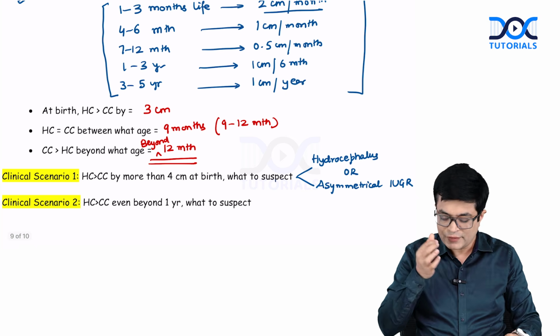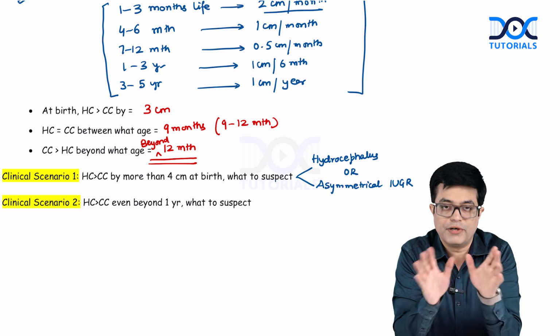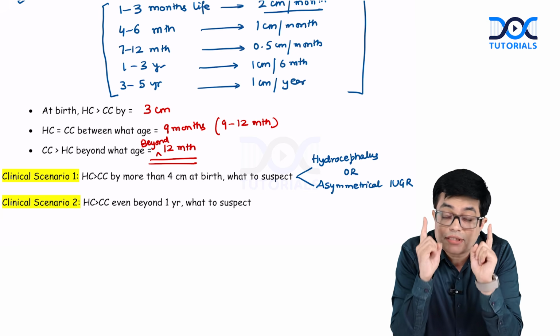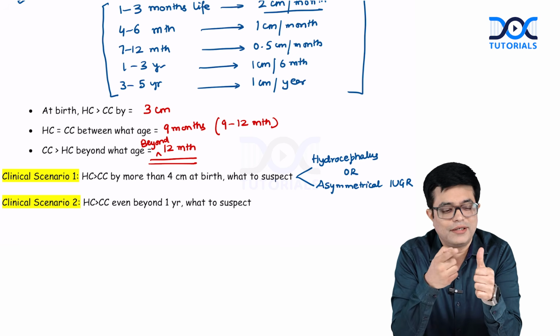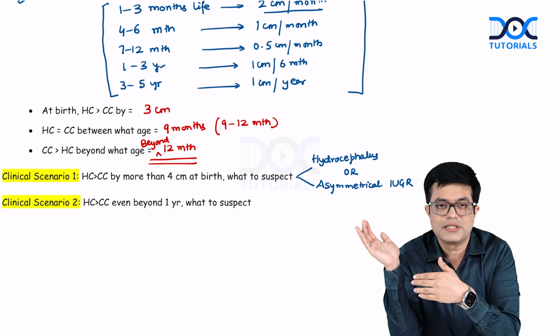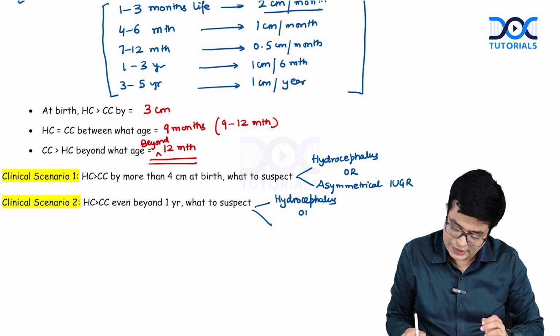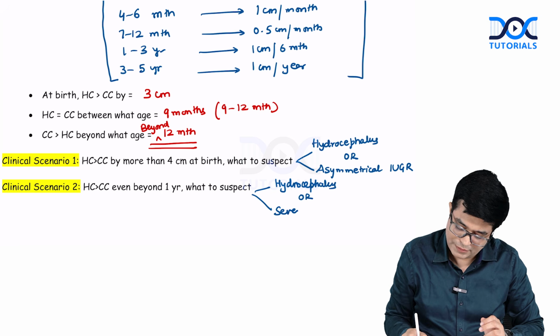Second scenario: the examiner can make a case of a 15-month child, 18-month child, or 2-year-old child, above 1 year, who comes to you and you were expecting that the chest should be bigger than the head, but still the head is bigger than the chest. So what should be suspected? Two possibilities: either the head is abnormally big or the chest is abnormally small. Now IUGR will not persist till this age. So either it is hydrocephalus or it is severe malnutrition. Have you heard of a thing called marasmus?